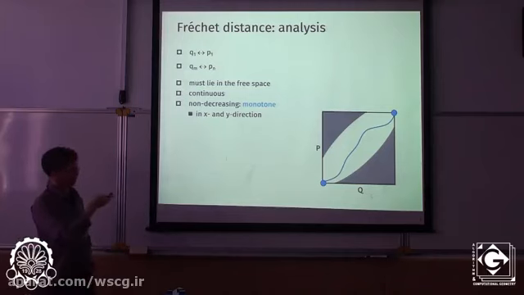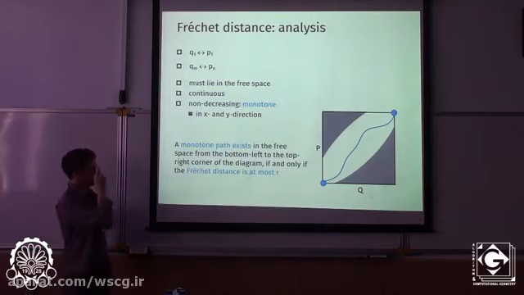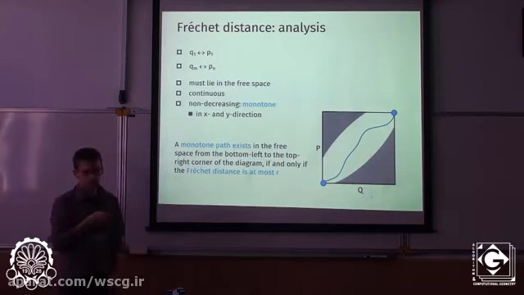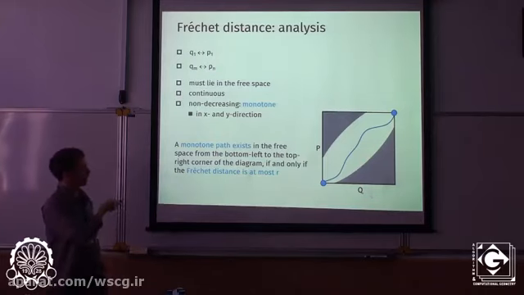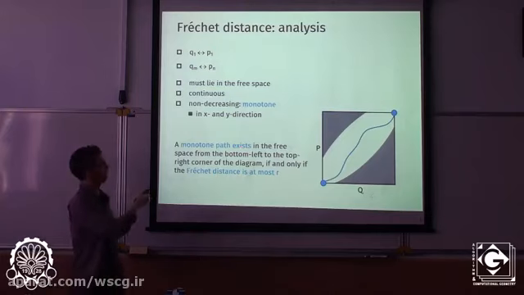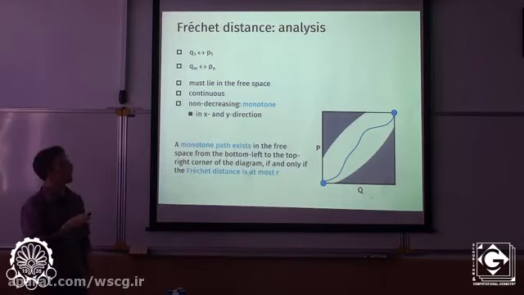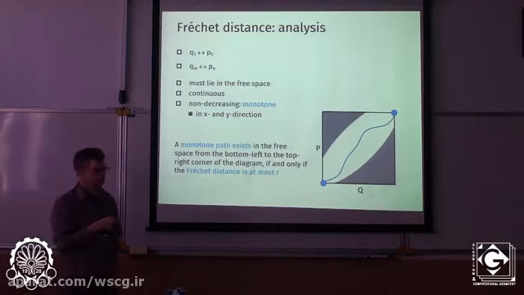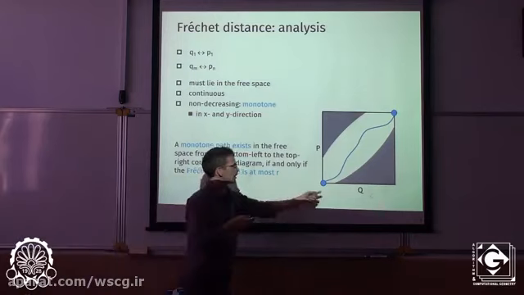And okay, this already characterizes the Fréchet distance. So the Fréchet distance is at most r if and only if we can find a path with these properties. So it should be continuous, monotone in x and y, and stay within the free space. So this was now for line segments P and Q.